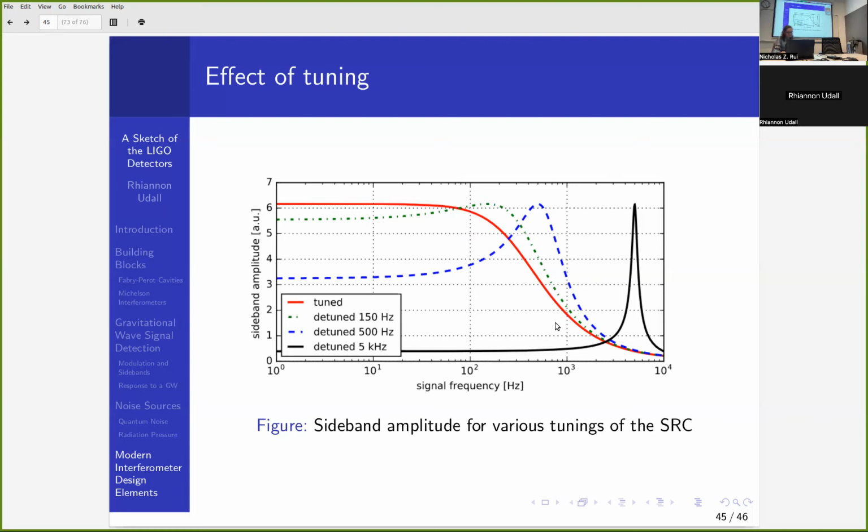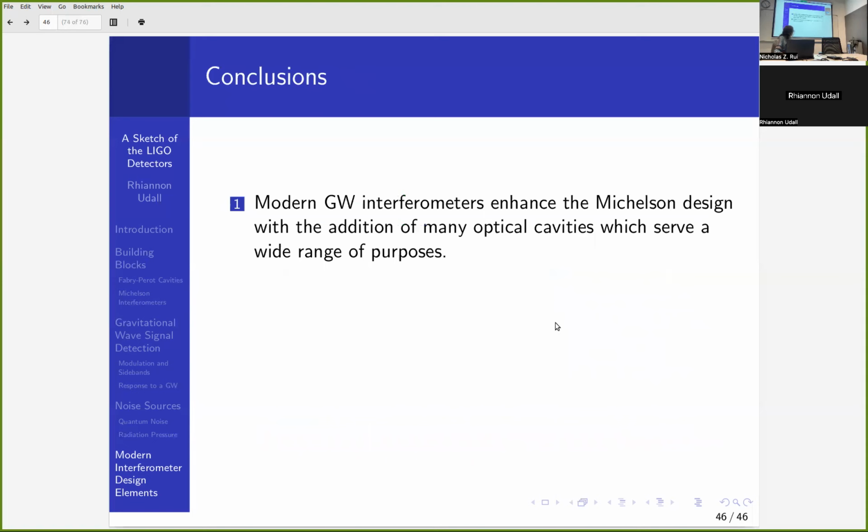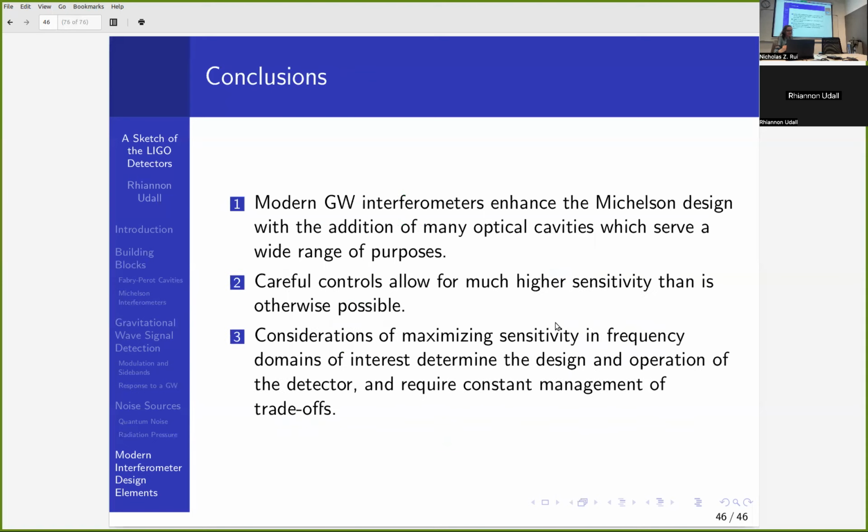Okay. And that's it. So I hope this has provided something resembling knowledge. There you have it.